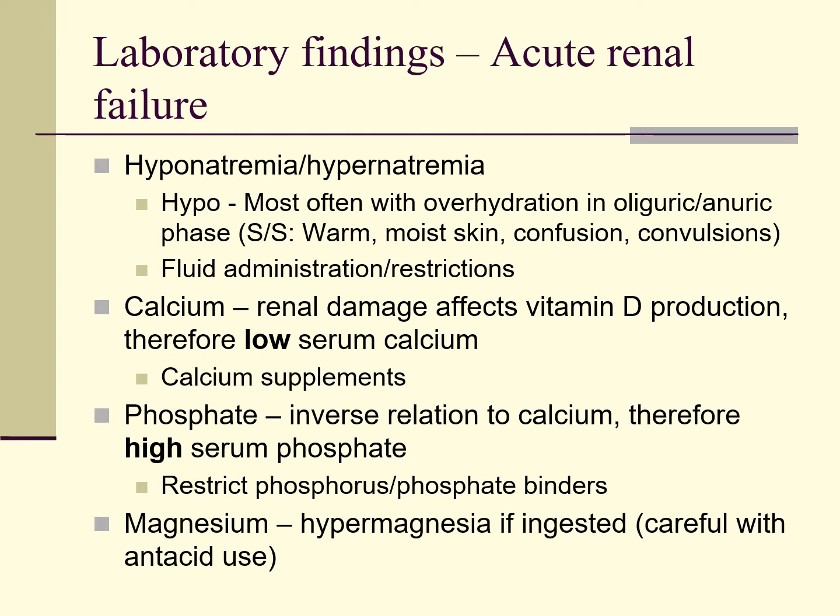As far as calcium, renal damage can affect the vitamin D production, and therefore they tend to have low calcium. So you would want to do calcium supplements for these individuals. Phosphates, the inverse, so you would want to restrict phosphorus. So if you are looking at dietary phosphorus, you would think if the person's low in calcium, we should really push dairy products, milk and milk products, but they actually prefer you not to push milk products because it's high in phosphates. So they would more likely be on calcium supplements and then avoiding dairy for the phosphates.